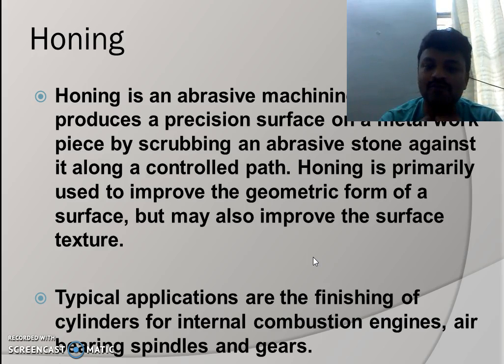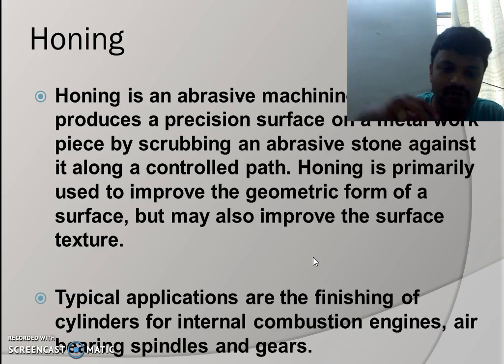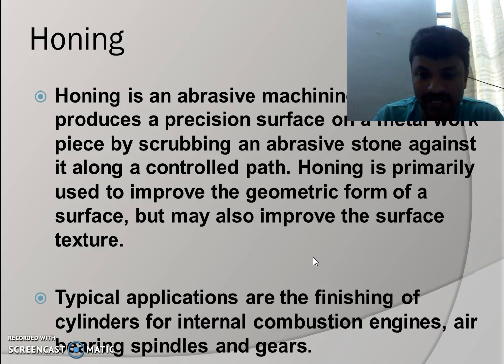Honing is primarily used to improve the geometric form of a surface, but may also improve the surface texture. What does it mean? In engine cylinders, we may sometimes produce the cylinder diameter properly. If a diameter of 20 is given, we can easily produce diameter 20 by drilling also. One is the surface finish requirement. The second one is cylindricity, because from the top of the cylinder to the end of the cylinder, it should have the same center axis. If the axis changes, maybe the diameter will also change. It will produce runout. The cylinder is based on the piston length. When the piston moves from top dead center to bottom dead center, it should not strike.